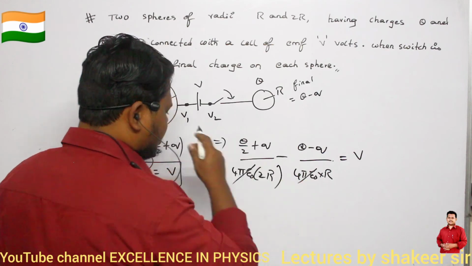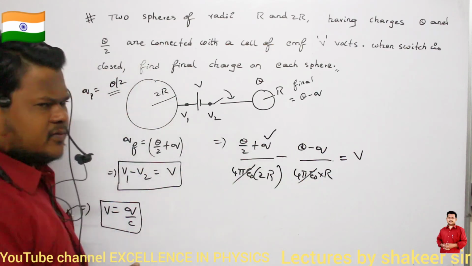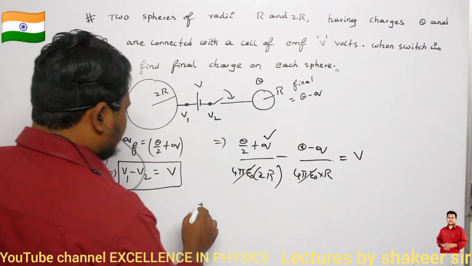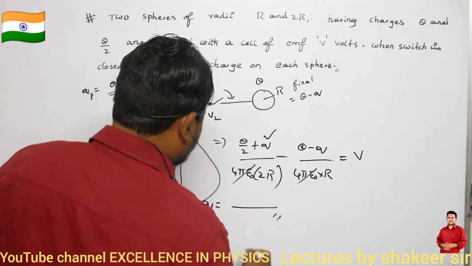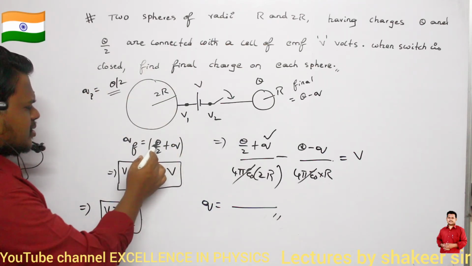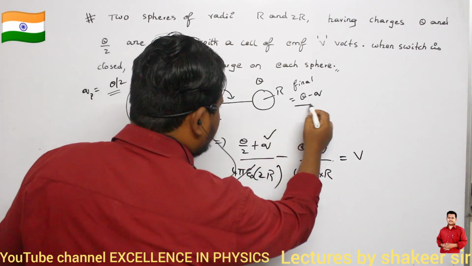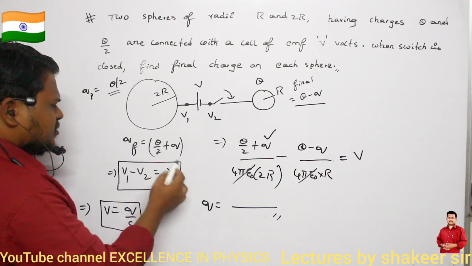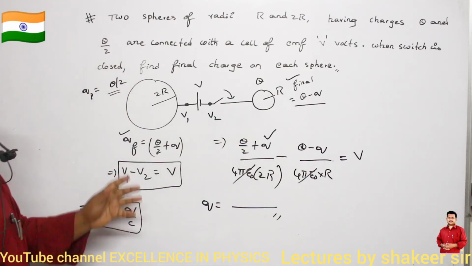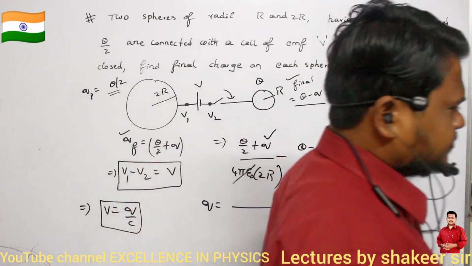Now what are the unknown quantities? 4 pi epsilon naught cancels. All values are known quantities except this q value, which has been transferred from one sphere to another. So calculate this q value first, then we can calculate the final charge. The final charge on the first sphere is Q by 2 plus q. The final charge on the second sphere is Q minus q. Just substitute q in these relations to get the final charges. Come on, calculate q and see what answer you get.